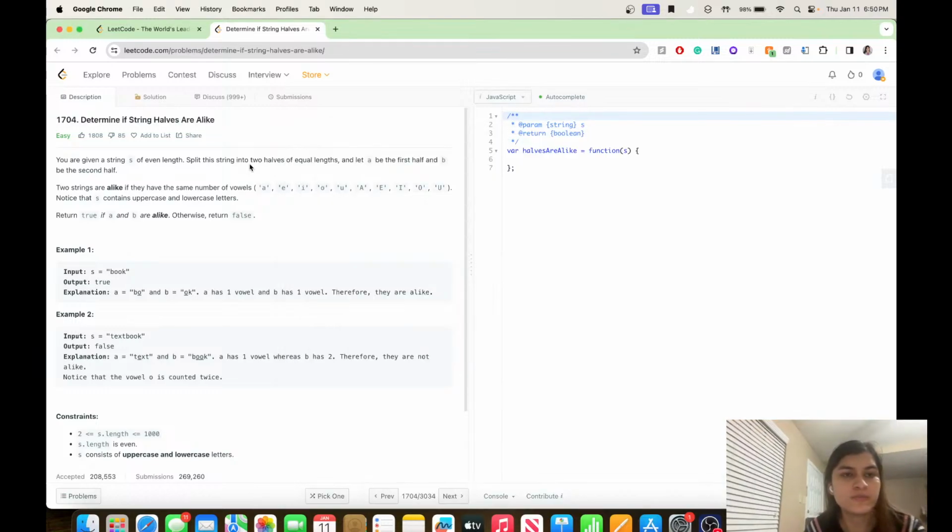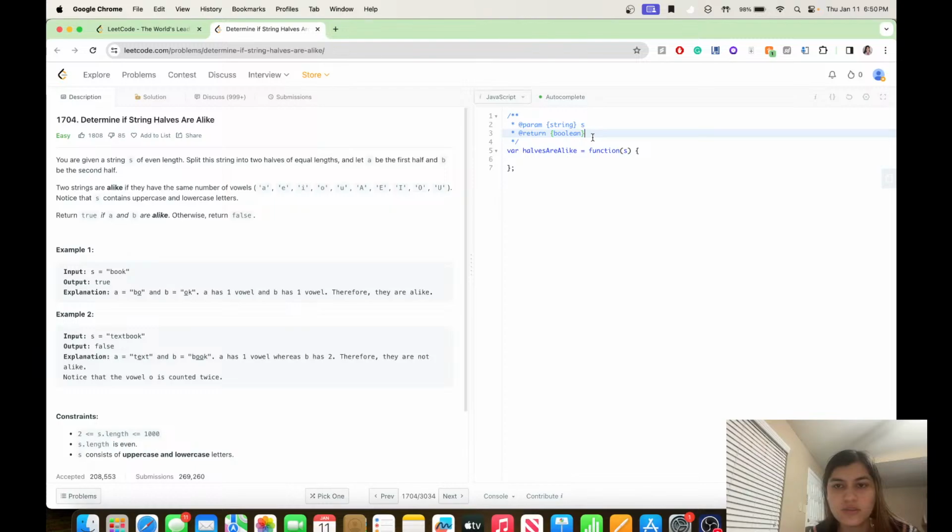Hi everyone. So let's do today's LeetCode Daily Challenge question. I've also not seen the question. I'm sure this is easy because it is labeled easy.